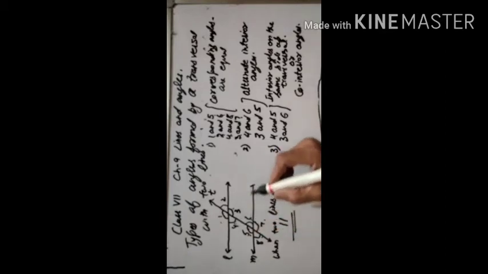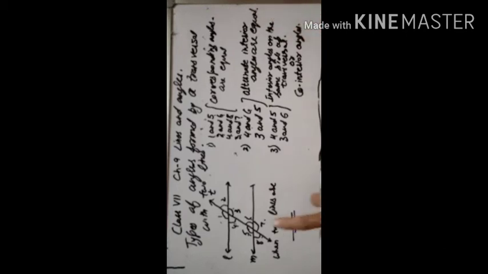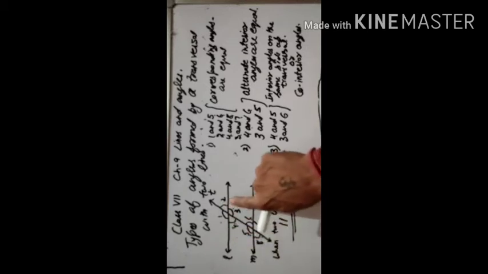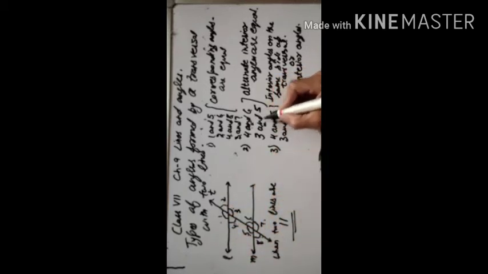Now 4 and 6, alternate interior angles, are also equal. Means if 4 is 60 then 6 will also be 60, and if 3 is 120 then 5 will also be 120. Means these are all equal when two lines are parallel. So in this case, the third case is different. These are not equal. Angle 4 plus angle 5, they are supplementary.